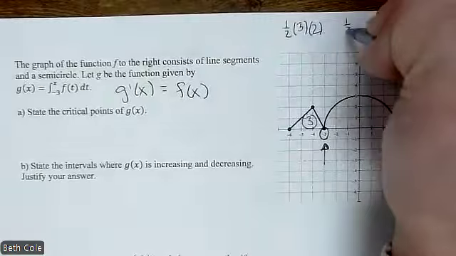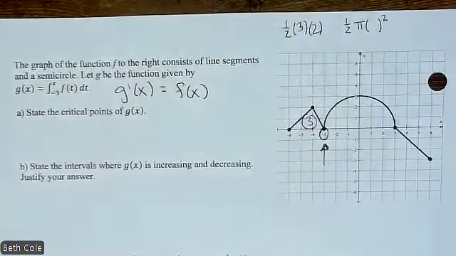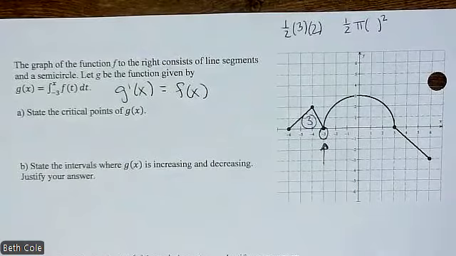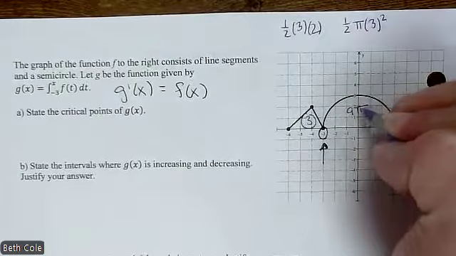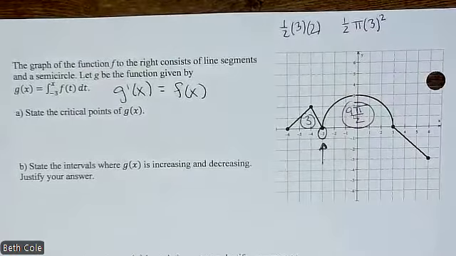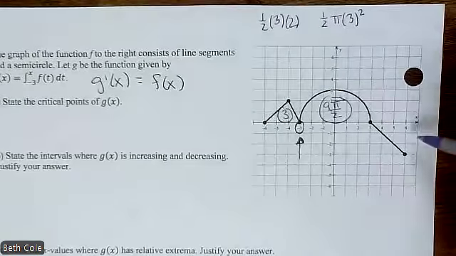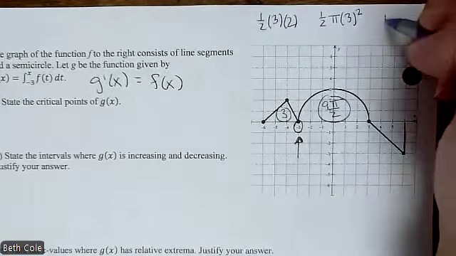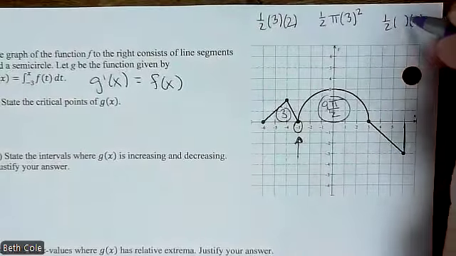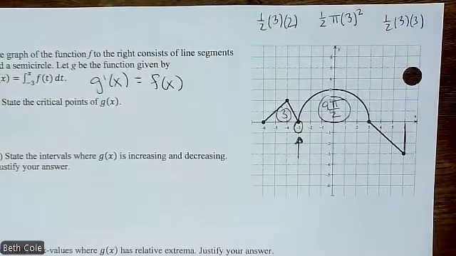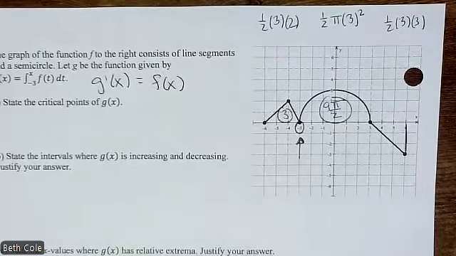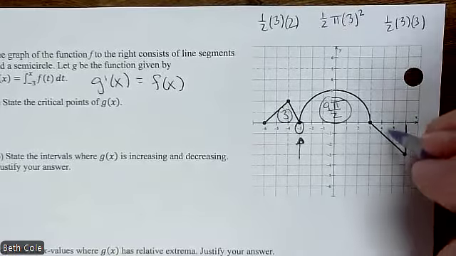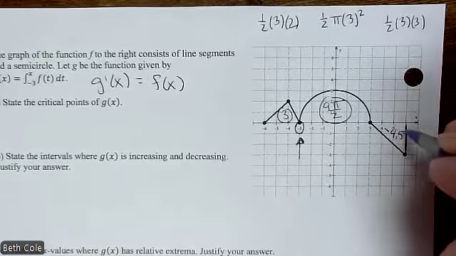Semicircle is perfect. And what's our radius? 3. So that would be 9/2 pi. 3 squared is 9. You want half of that. And then this last triangle here, again, 1/2 base times height. The base and the height are both 3. So that would be 9/2 or 4.5, except it's negative because it's below sea level. So I'm going to write negative 4.5 in there.